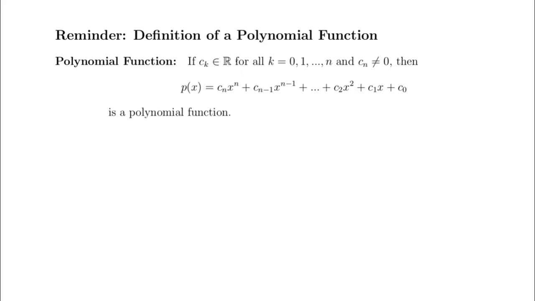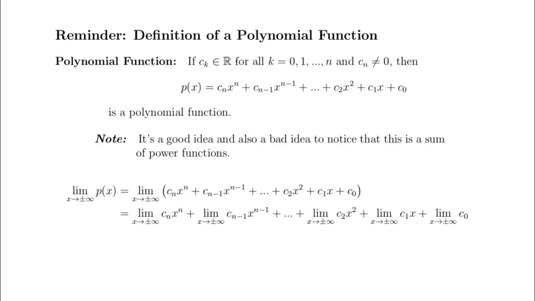What we'll notice is that these polynomial functions are really just combinations of power functions that we talked about in our last video added together. So it's a good idea to notice that, but it also is a bit of a bad idea to follow that line of thinking too far. We have originally, with our limit rules, that the limit of a sum is the sum of the limits, meaning if we have all of these things added together, we can break this apart and look at the limit of each term individually. And that might feel like a pretty nice thing to do.